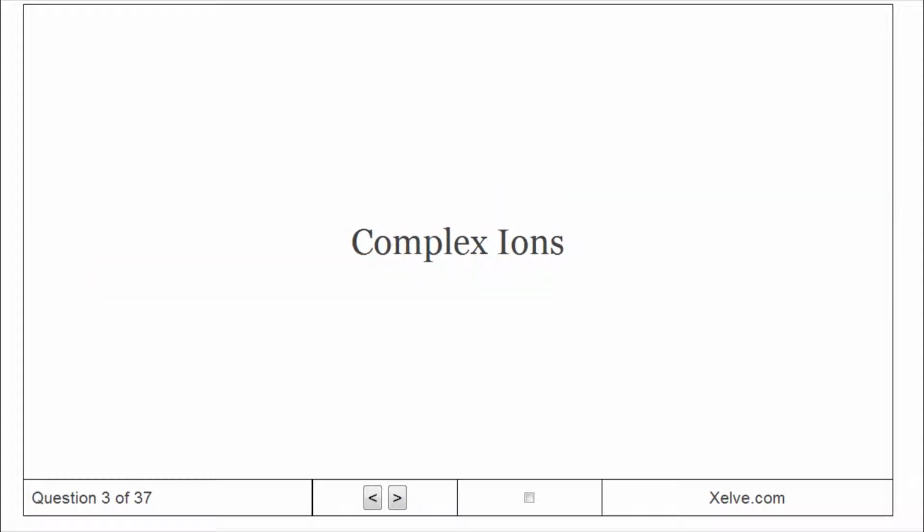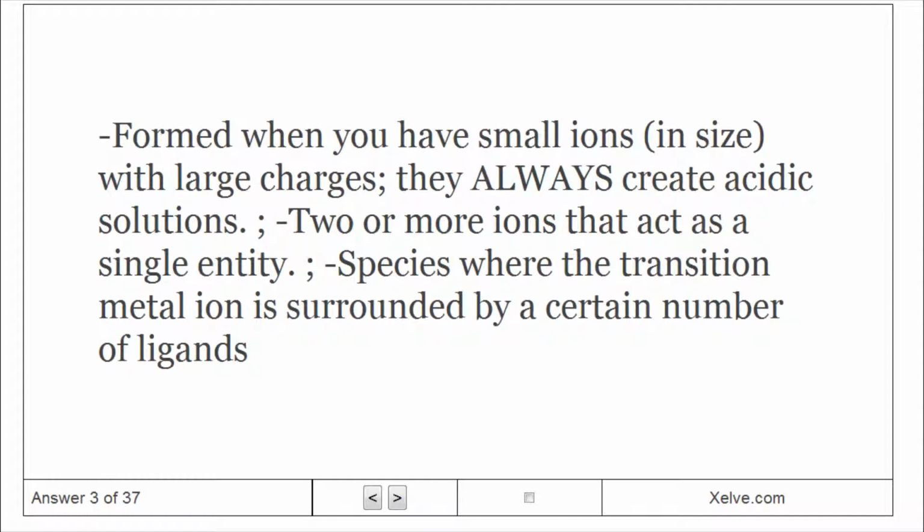Complex ions. Formed when you have small ions with large charges, they always create acidic solutions. Two or more ions that act as a single entity, species where the transition metal ion is surrounded by a certain number of ligands.